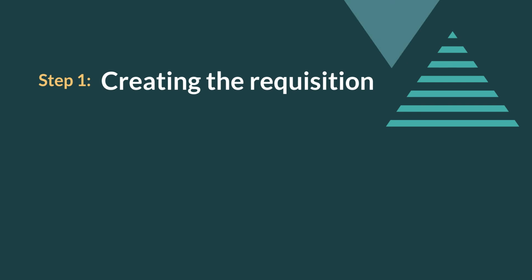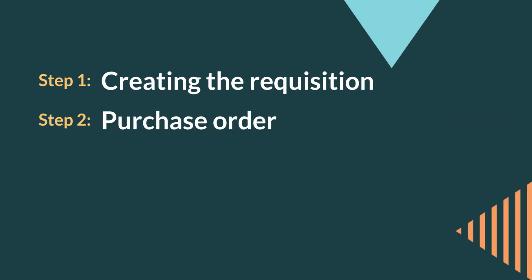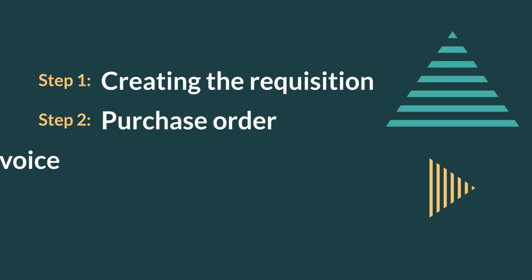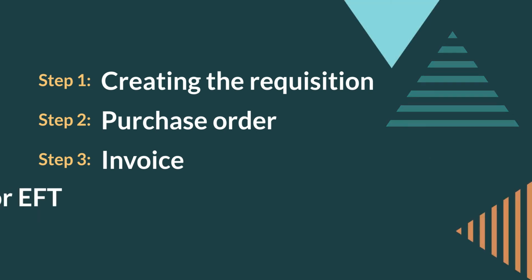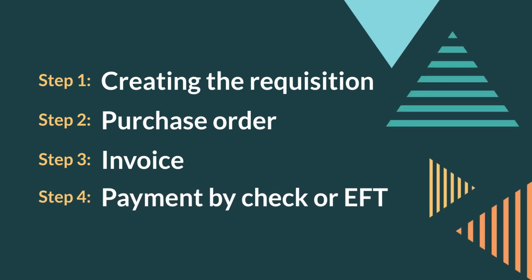What do these steps look like? Step 1 involves creating the requisitions. Step 2 is the purchase order. Step 3 is the invoice. And Step 4 is payment by check or EFT.